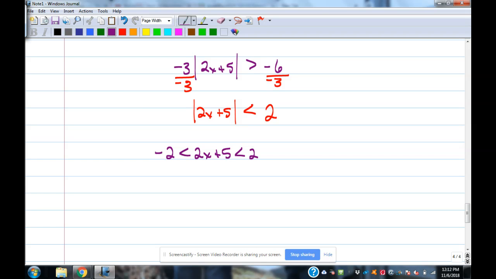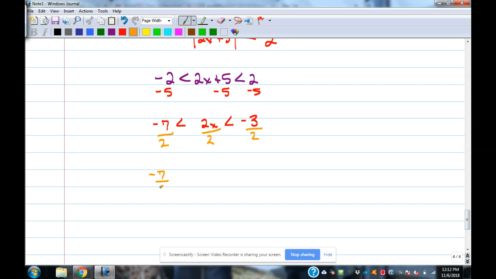Make your sandwich because it's an and problem. And this side is exactly what you start with. The other side, put a less than and change the sign. Got to subtract 5 on both sides. That'd be -7 less than 2x less than -3. Divide by 2. Well, that doesn't go evenly into any of that. So we got nothing but fractions. Everybody's favorite. Okay. So there's our inequality solution for that.